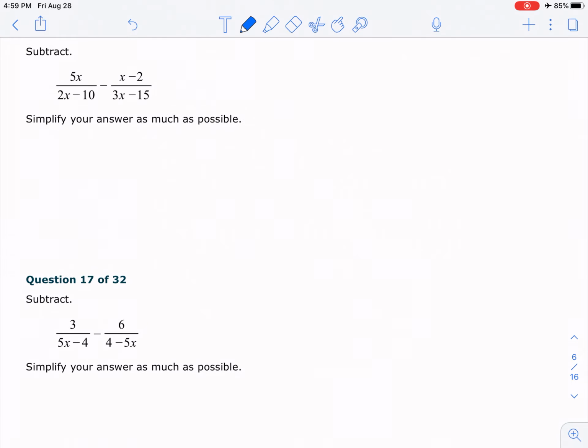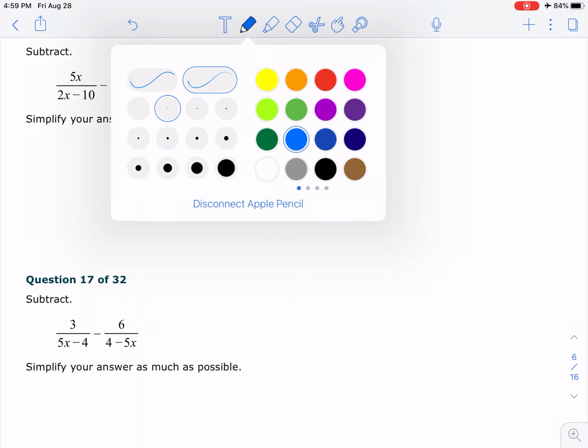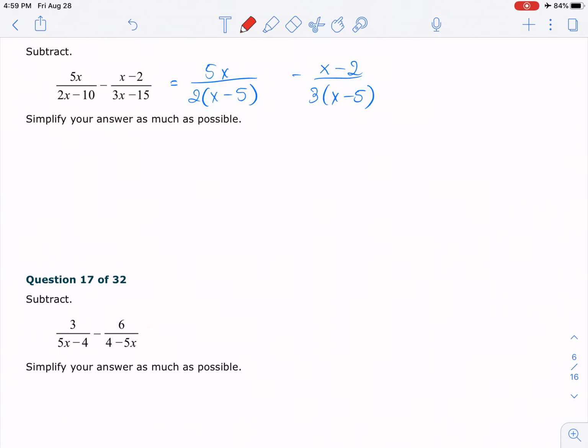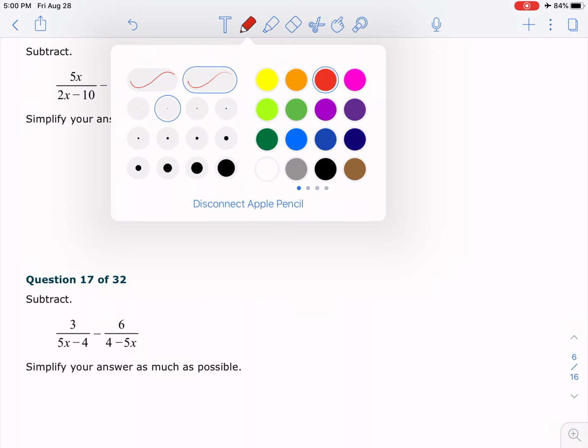For this problem, the first thing we need to do is factor completely. So on the bottom, as you can see, we need to factor out the GCF. And then from there, I can figure out what's missing. So you see that they share x minus 5. What's missing for the first one is the number 3, and then for the second one is the number 2. So now we are ready.